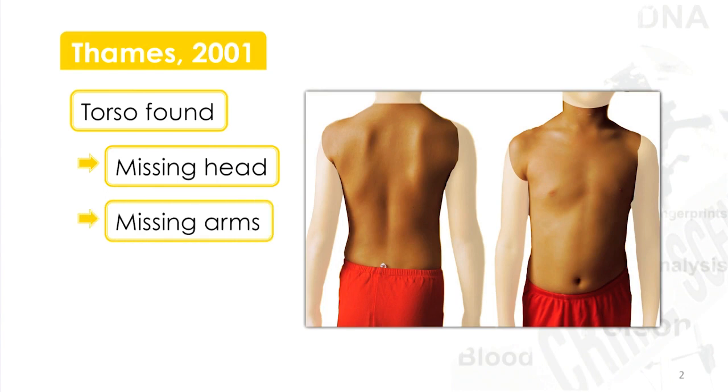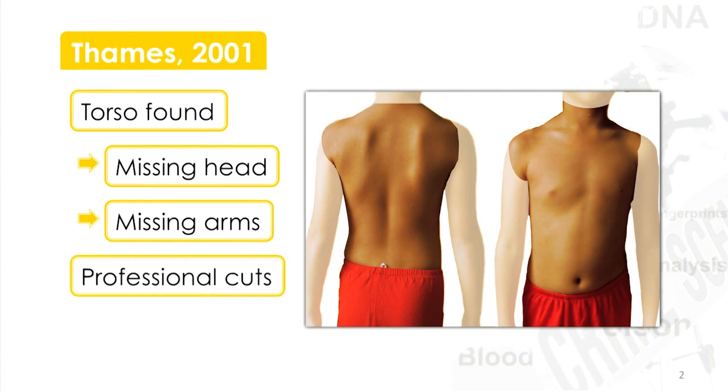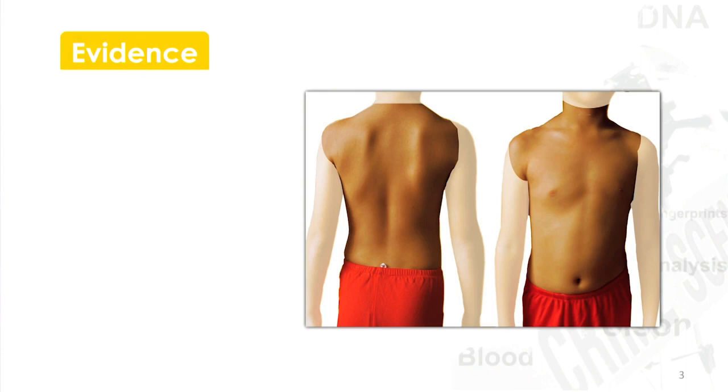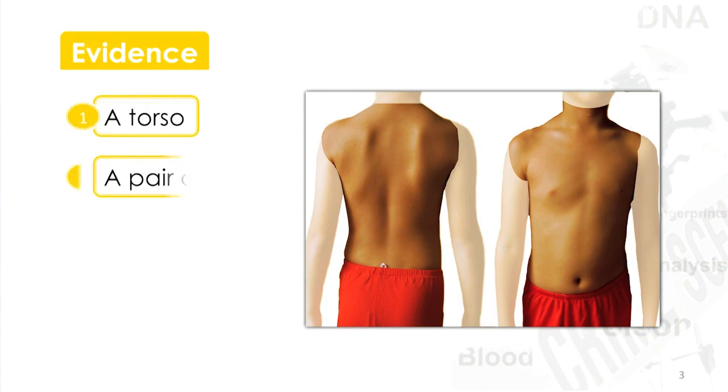They had been cut off very professionally with a very sharp knife, and the blood had all been drained from the body. The body was wearing a pair of shorts, and that is it. That is all that the forensic scientists had to work with, a torso and a pair of shorts.